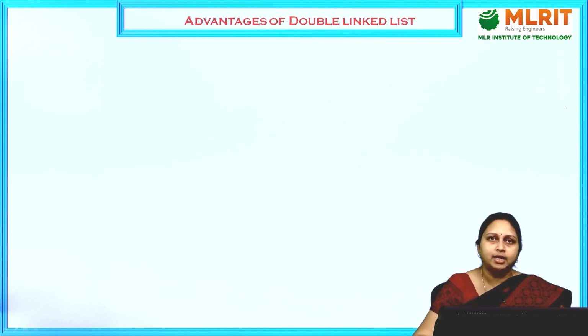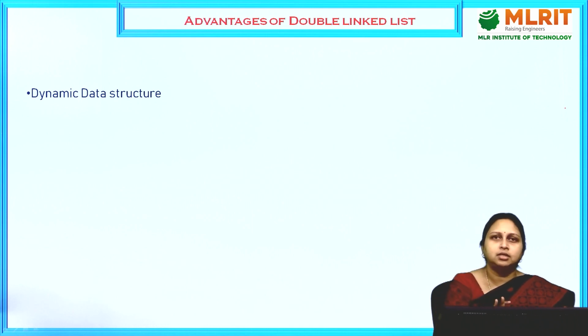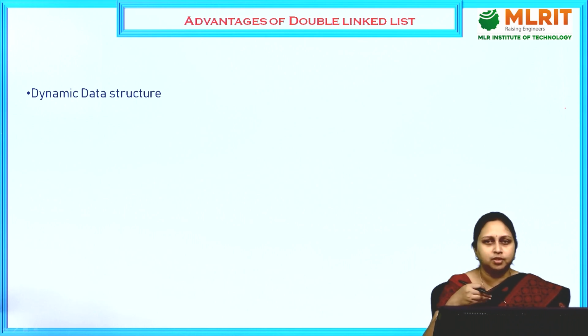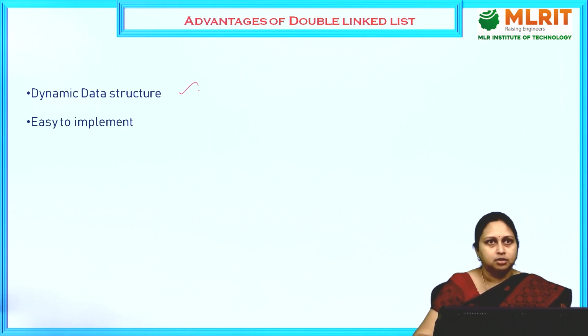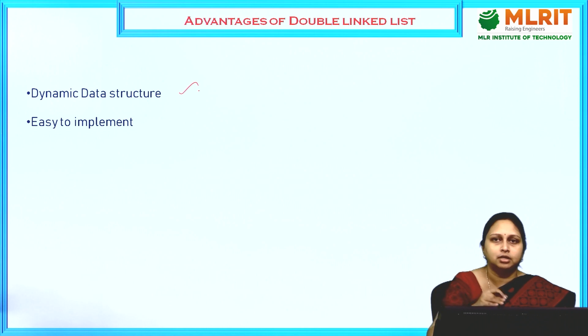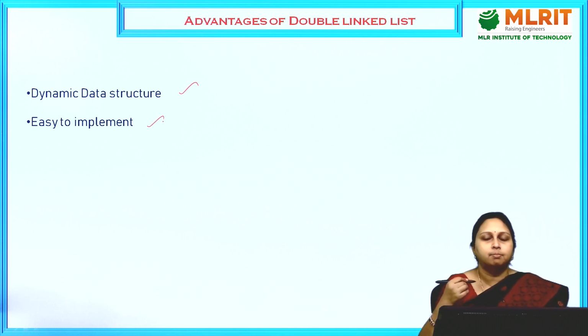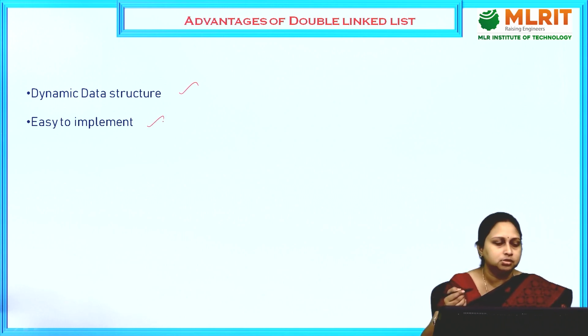Next, what are the advantages of a double linked list? Most of the advantages we saw with the single linked list will be repeated. First, it is dynamic in nature. That means it allocates memory dynamically at run time. You can either increase or decrease the size of your list. And when compared with the single linked list, it is easy to implement.